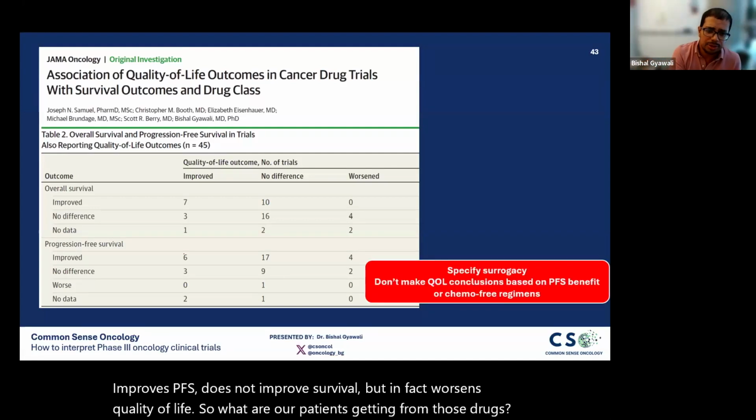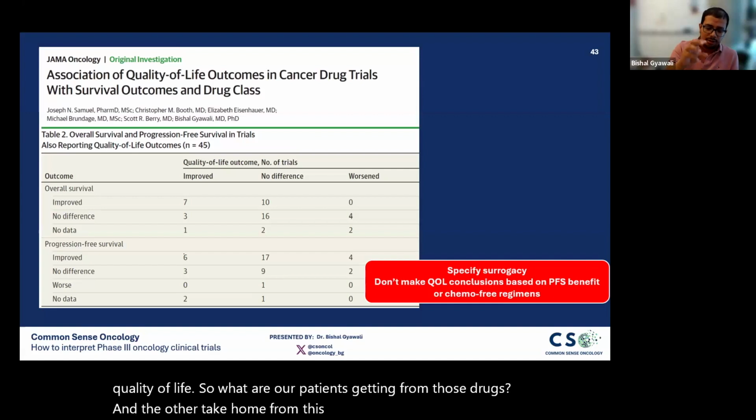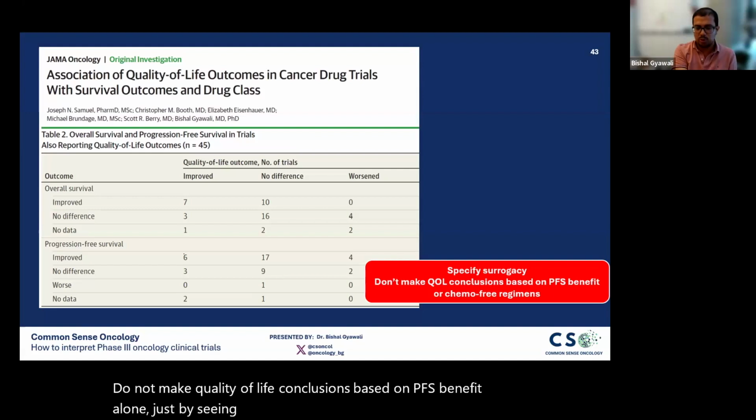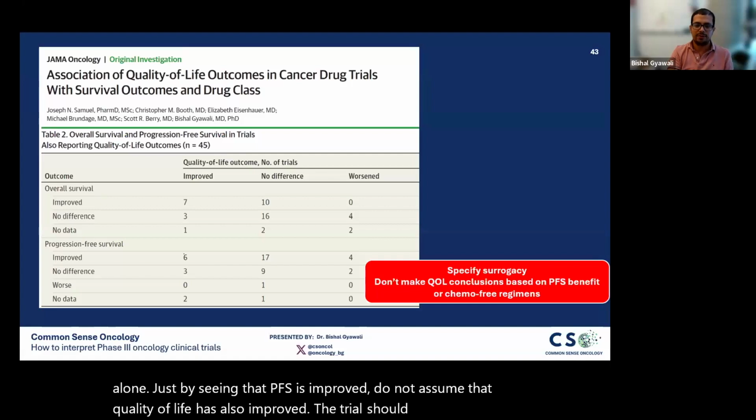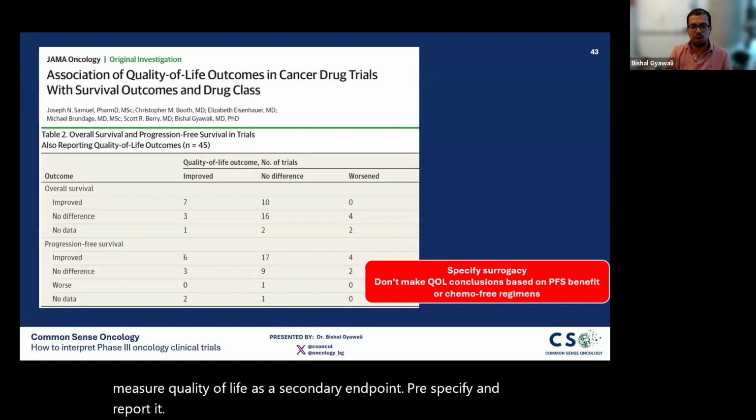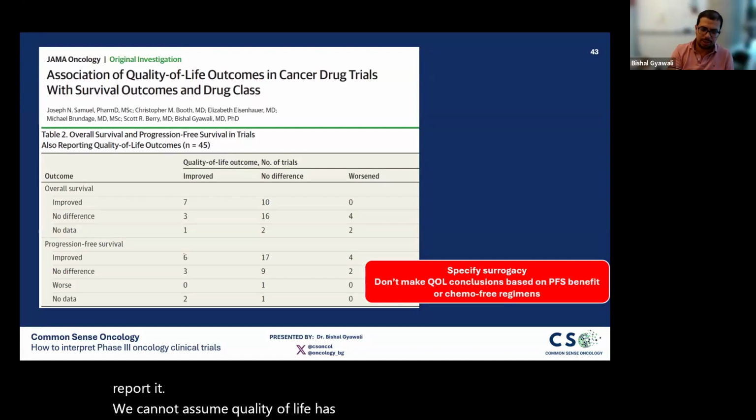And the other take home from this is, do not make quality of life conclusions based on PFS benefit alone. Just by seeing that PFS is improved, do not assume that quality of life has also improved. The trial should specifically measure quality of life as a secondary endpoint, pre-specify, and report it. We cannot assume quality of life has improved just by looking at PFS.